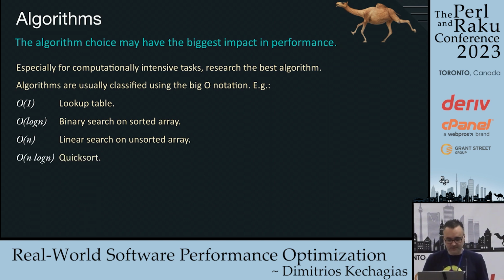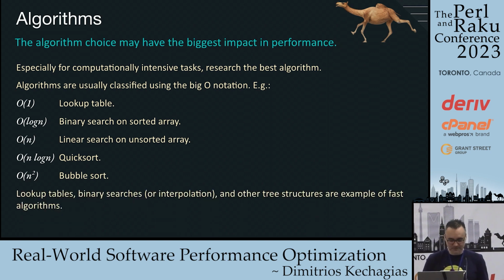O(n log n) has quicksort as an example. O(n squared) is bubble sort, quadratic time. We're starting to get into slow algorithms. You'll try to use lookup tables, binary searches, or even better, interpolation searches as much as you can, and other tree structures that are logarithmic or near. These are examples of fast algorithms, and you should use them to your advantage.